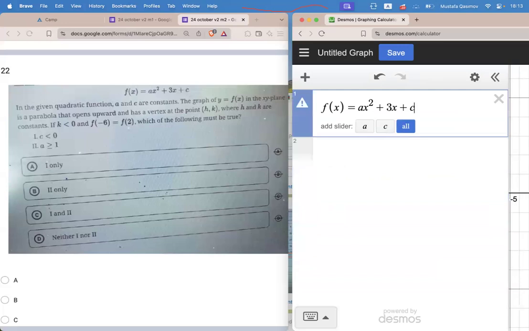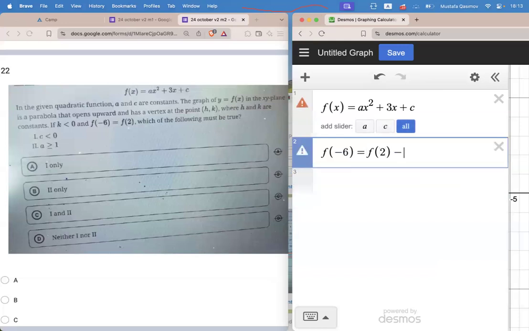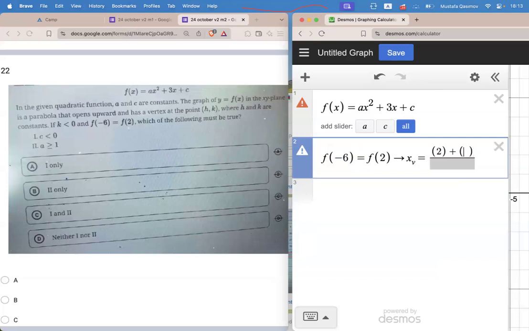Okay, here you have to do it like that. Because these two are equal to each other, from here we can find the x vertex. The x vertex is equal to negative 2 plus negative 6 over 2, and it is equal to negative 2.